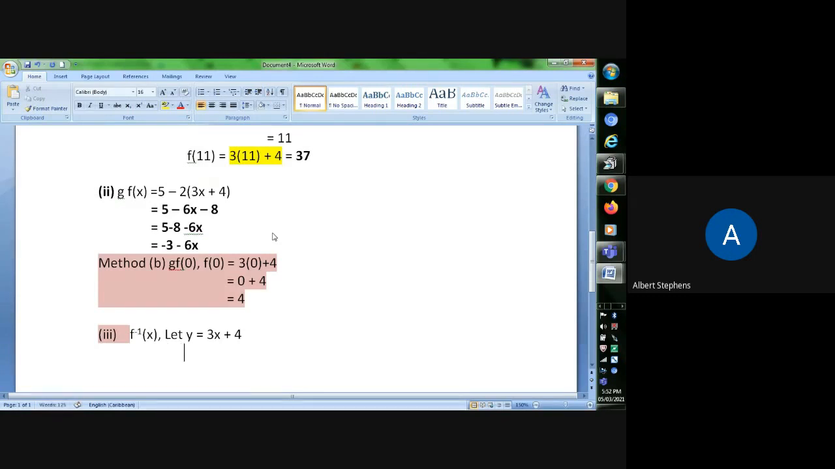Then the next step is that we interchange y with x and x with y. So where y is, what do you write? X. Where x is, what do you write? Y. That's the second step. So this would have been x equals 3y plus 4. At this stage we interchange x with y.